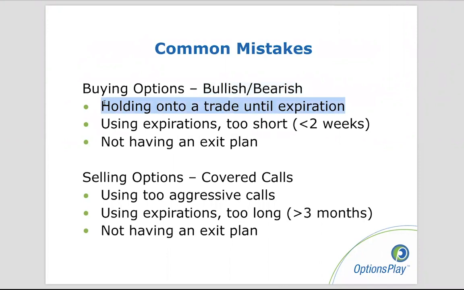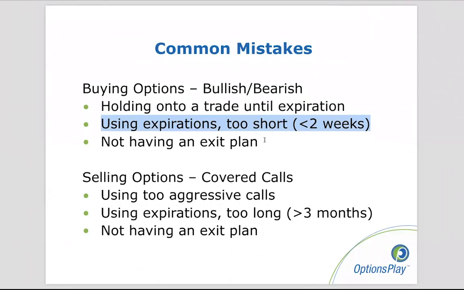So if you think the stock's going to go up to 110, the second it hits 110, get out of the trade. You don't have to keep hanging on to it, because if you keep hanging on to it, theta is going to erode the value of your profits. Secondly, when you're buying options, we see people tend to use expirations that are too short. Anything less than 2 weeks is really not suitable for speculation. You want to go further out. You want to go at least 1 to 2 months out when you're buying an option.